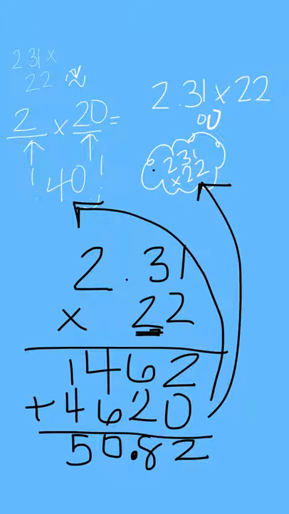Today, when you're multiplying using either the standard algorithm or the area model, I want you to really be thinking about, is my answer reasonable? Is the place where the decimal point is reasonable compared to where my estimate was?